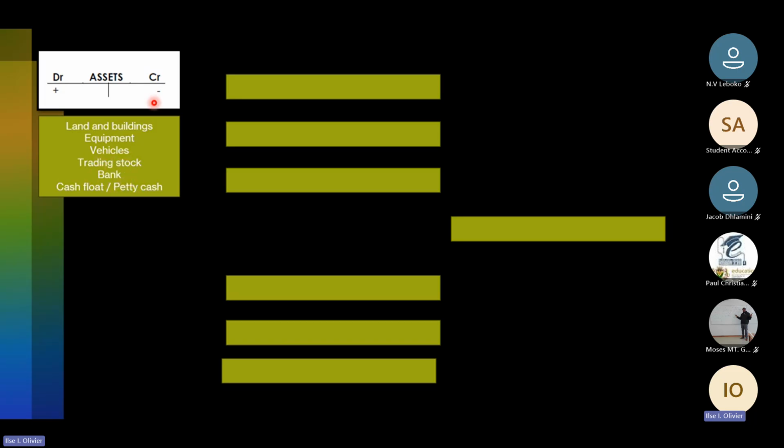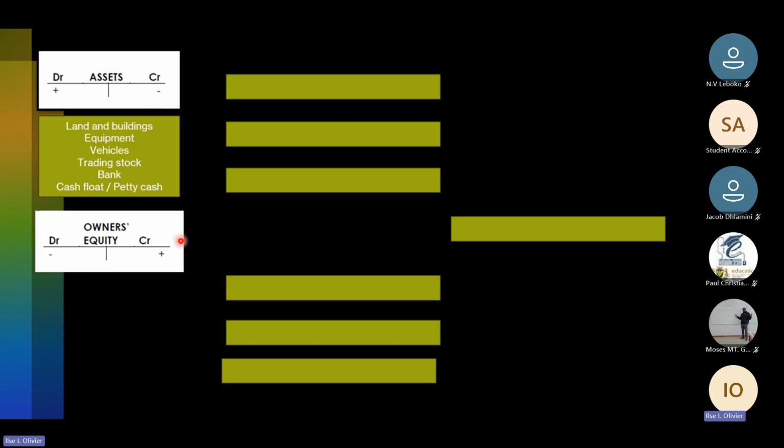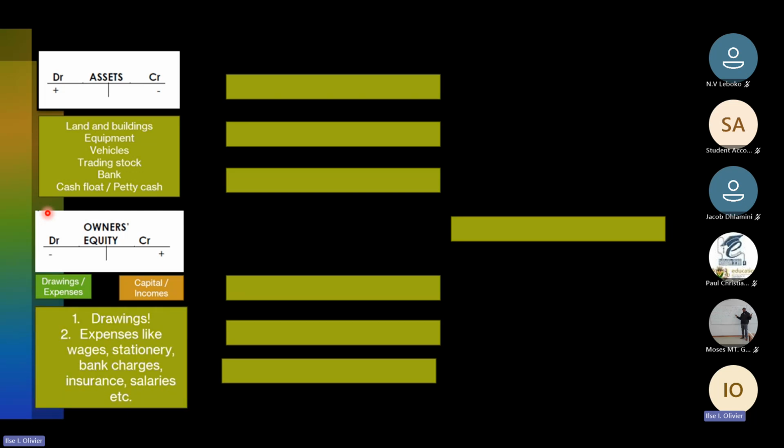If you pay money, it will decrease, so our assets will decrease. And our owner's equity will increase on the debit side and decrease on the credit side. So if we look at it, capital and incomes will increase our owner's equity, and drawings and expenses will decrease our owner's equity. But in this case, we're looking at the expenses, or the things that we can pay. So what can we pay?